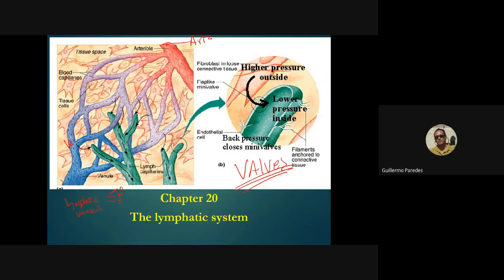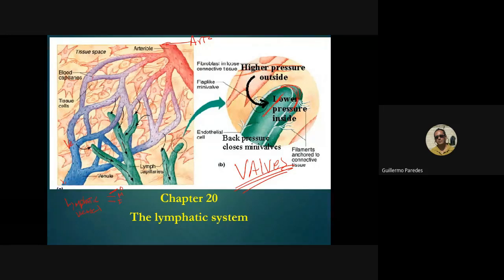Okay. Now the lymphatic vessels are going to start as a cul-de-sac. It's like a no exit street. This is the close-up. Can you see? It's basically like a finger of a glove. That is the beginning of the lymphatic vessel.